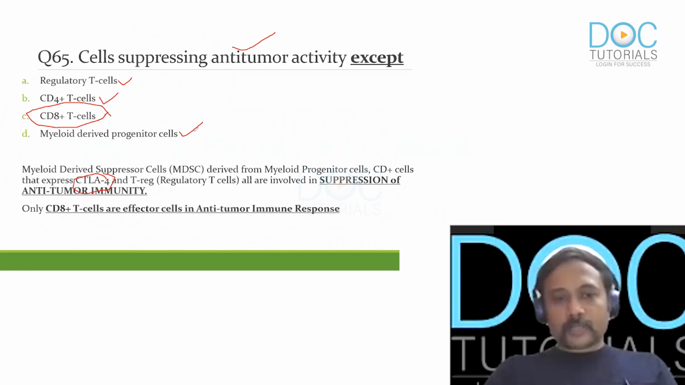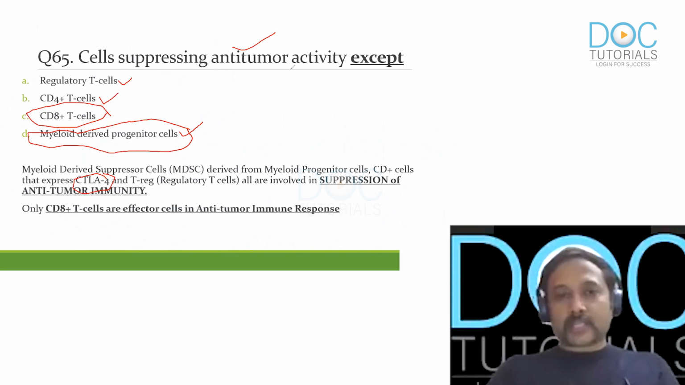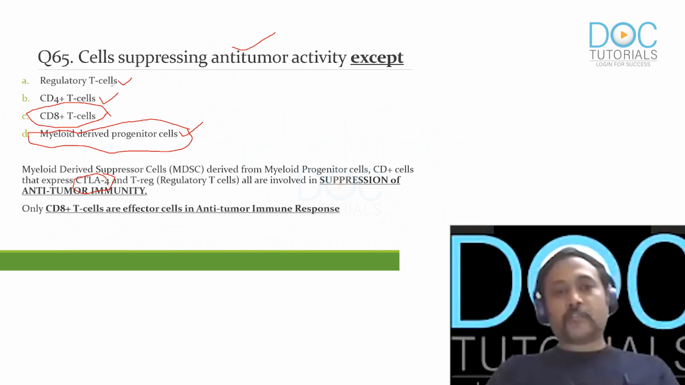If there is no except, then I will probably go for myeloid derived suppressor cells, which is directly given as a statement, cells suppressing anti-tumor activity. But in fact, all these cells will also cause suppression of anti-tumor activity. That is what I want you to remember. But for your exam, just remember it as MDSC. The direct answer will be MDSC.